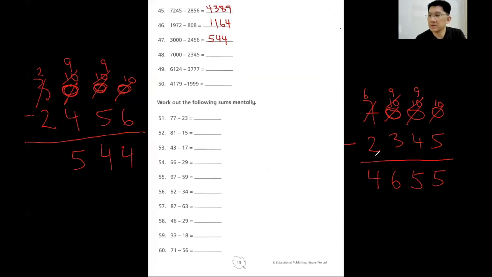Okay, boys and girls, so that's the answer for number 48. 7,000 minus 2,345 is equal to 4,655. Okay. And if you need to write down the working, you can pause the video, and then once you have written it down, we can get started again.